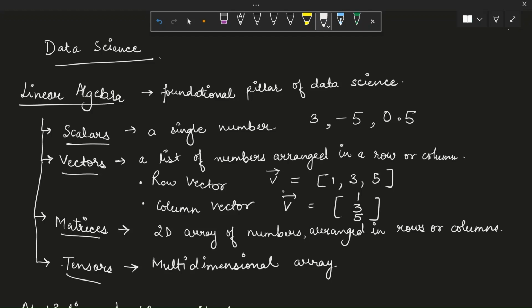Next come matrices. Matrices are 2D arrays. If you don't know what 2D arrays are, you can go to our video on arrays in data structures and algorithms, where you can understand what 2D arrays are. Here, a 2D array is something like this, which has both rows and columns. Then come tensors. You can understand tensors as multi-dimensional arrays that generalize vectors and matrices. For example, you can take a 3D array, which is used in deep learning.